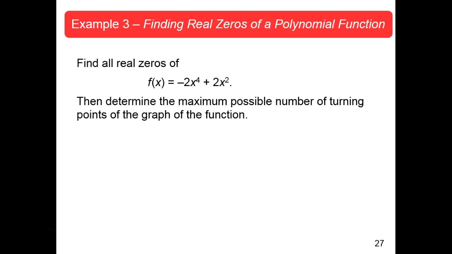So here's example 3. Find all the real zeros of this polynomial function. Where would you begin? Set it to 0. Okay, good place to start. Set that equal to 0. And then what would you do with that?